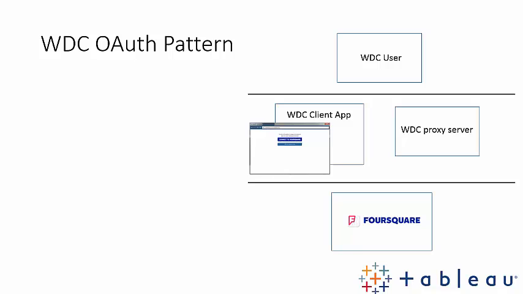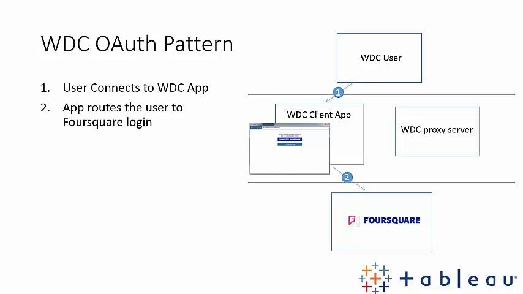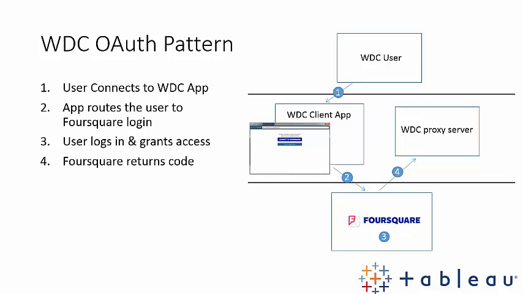We begin with the end user, the WDC user. They will head to your WDC client app. After this, the client app is going to route the user to the Foursquare login. Once on Foursquare, the user will log in and allow access to the WDC. When that happens, Foursquare will head back to the redirect URI that we've provided. I'll talk more about that a bit later.